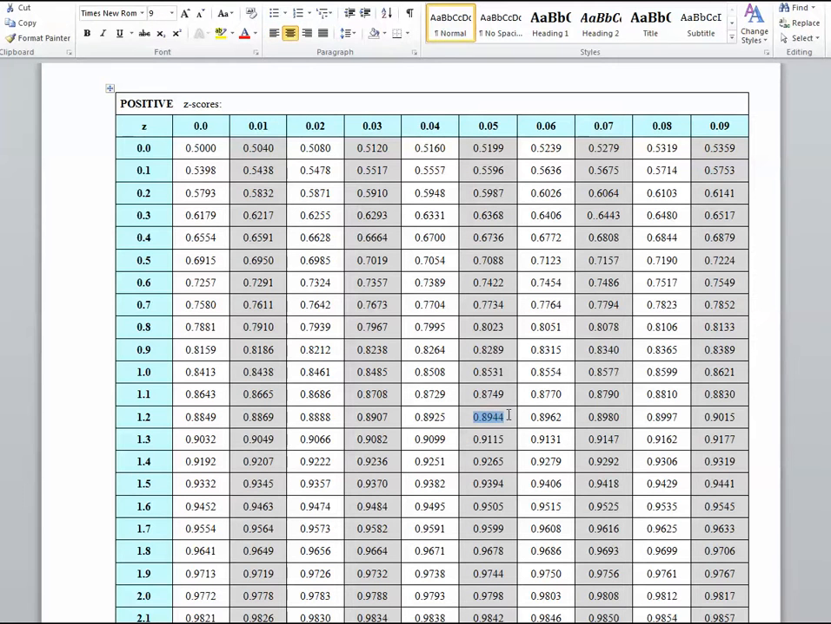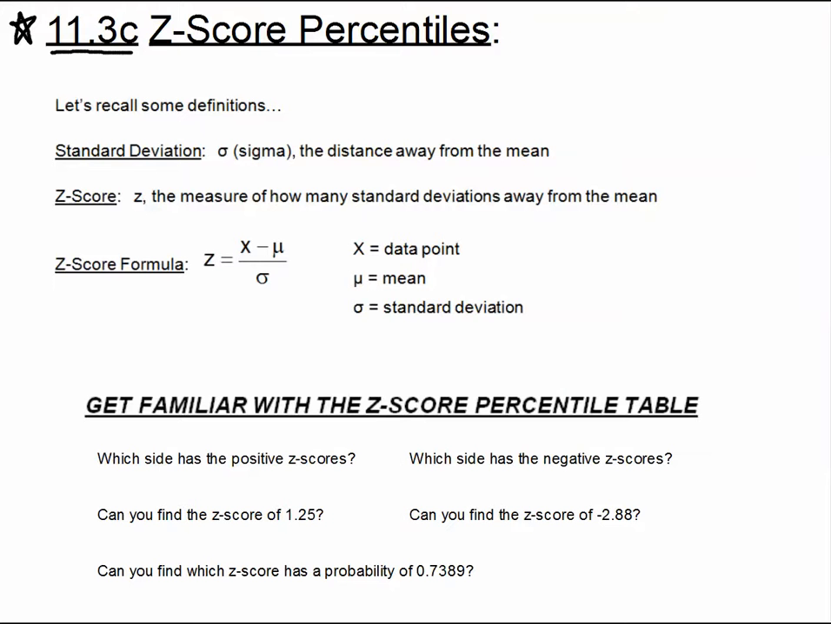I'll highlight it on mine. Maybe you circle it or something. This is the probability of 0.8944. So that's how you find a z-score of 1.25. Go to the 1.2, and then go to the 0.05, and then together that brings us to this cell in our chart. My next question, can you find the z-score of negative 2.88?